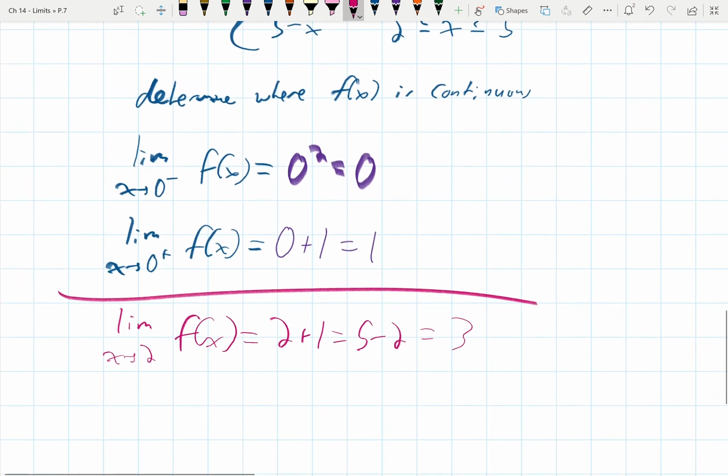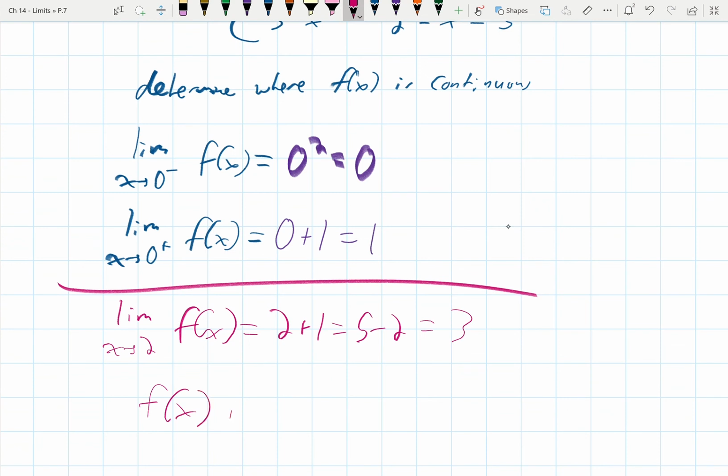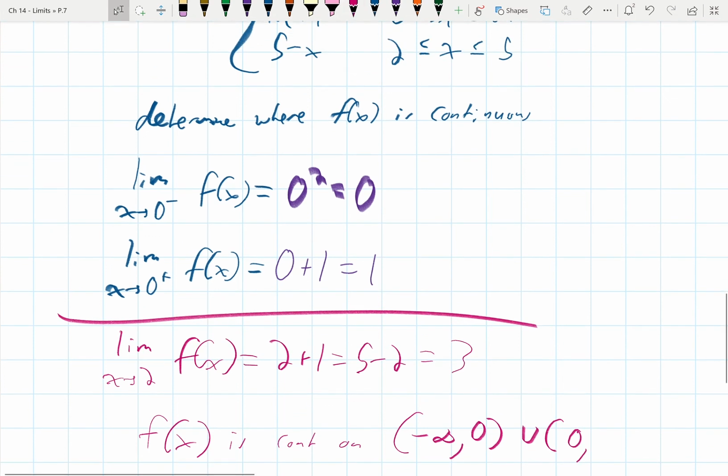So the intervals that we say it's continuous on, f of x is continuous on negative infinity to what? To 0. Then from 0 to... 2? Right? Nope, we're okay at 2. We just showed that the left side limit matches, so it's just negative infinity to 0, then 0 to infinity. 2 is good. We can skip right over that. Okay.